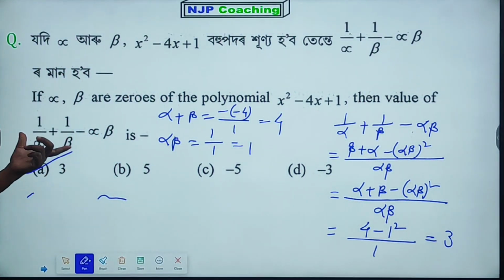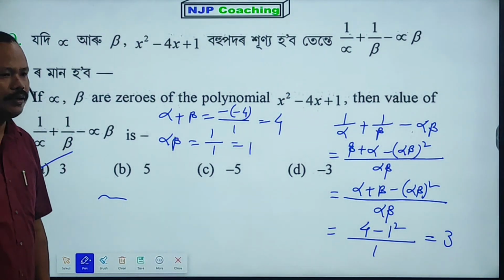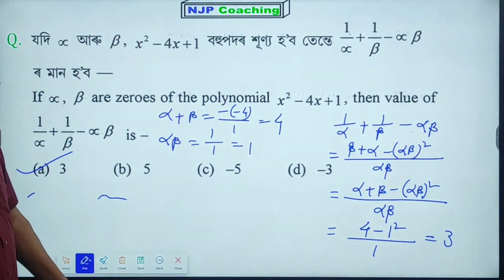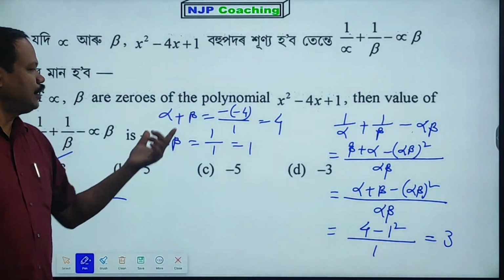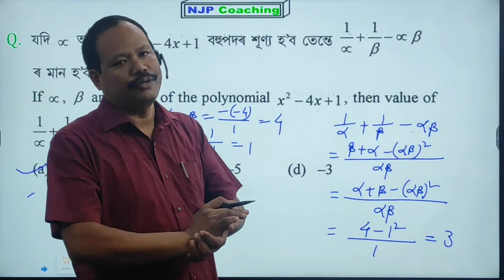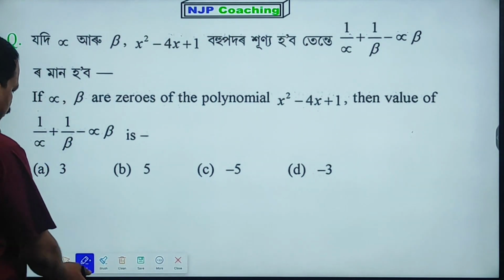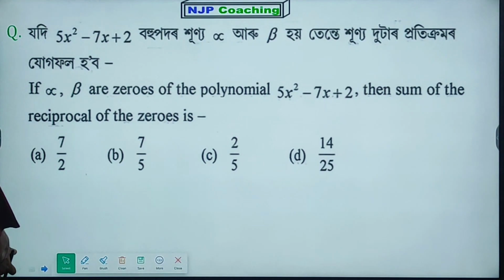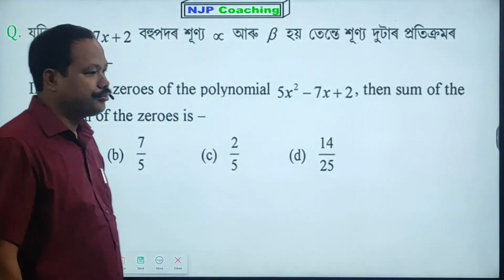Sometimes the expression given is alpha square plus beta square, or alpha to the power 4 plus beta to the power 4. If we know the values of alpha plus beta and alpha beta, then any expression can be expressed in them, so that we can put the values and find the answer. Okay? Fine. Next question.